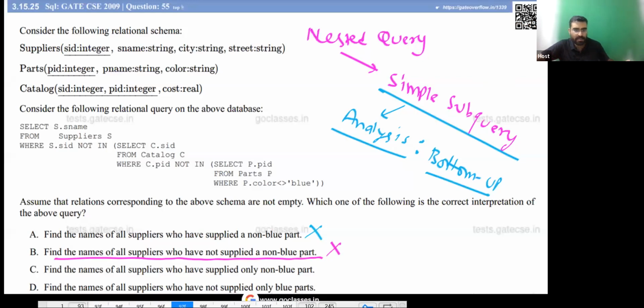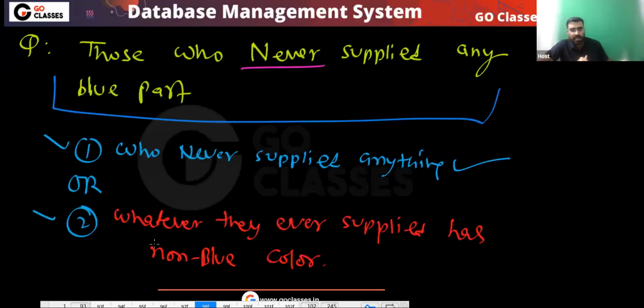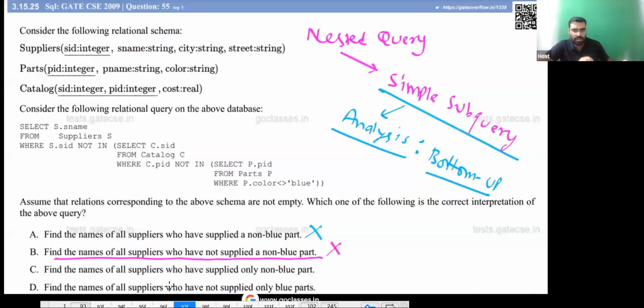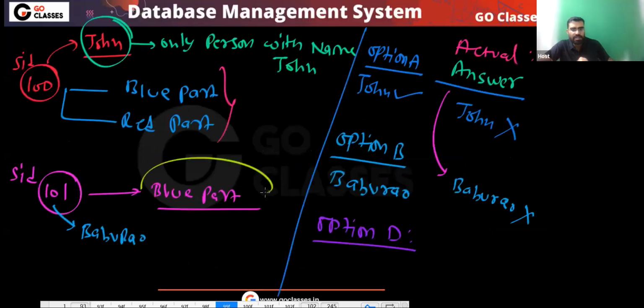What about option D? Tell me about option D first. Find the names of all suppliers who have not supplied only blue parts. See, will this Babu Rao be in the output or not? He has only supplied blue parts, right?